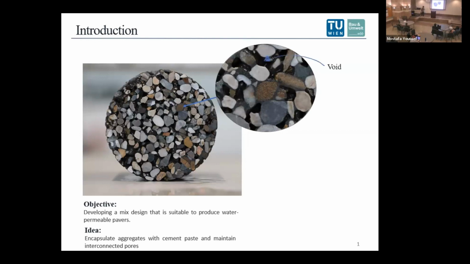Looking closer at the cross section, we can clearly see the uniform distribution of the interparticle voids and the aggregate grains covered by a thin layer of cement matrix, which makes it possible to achieve the desired mechanical properties according to the standards.